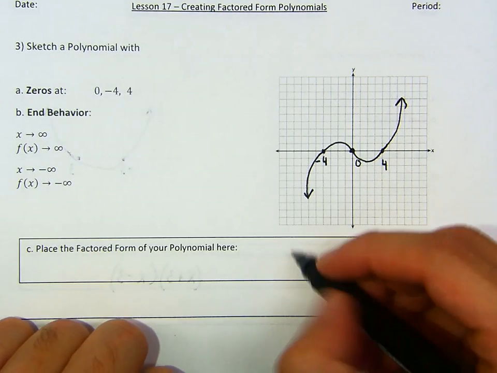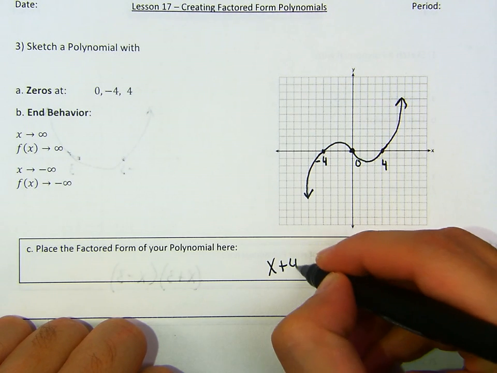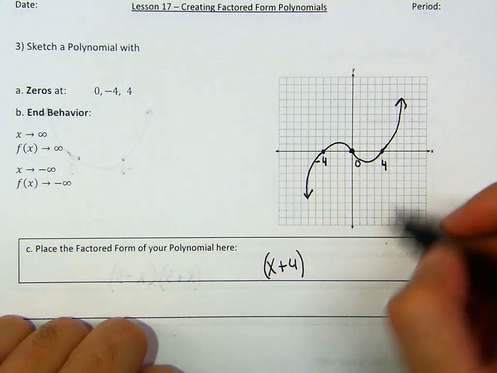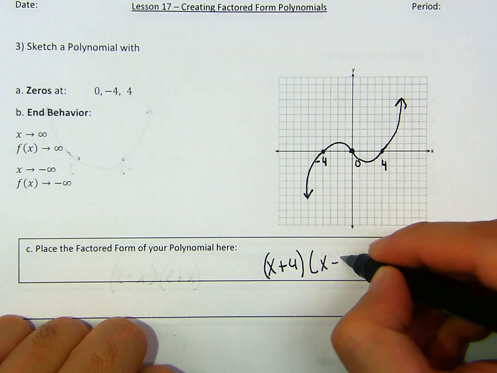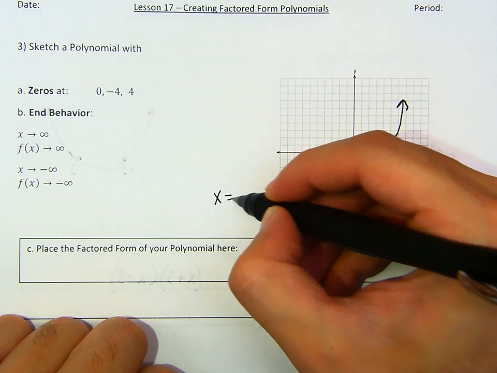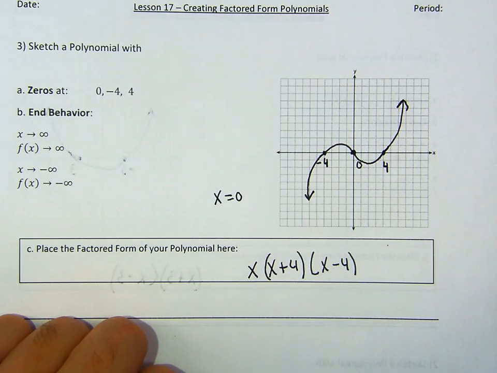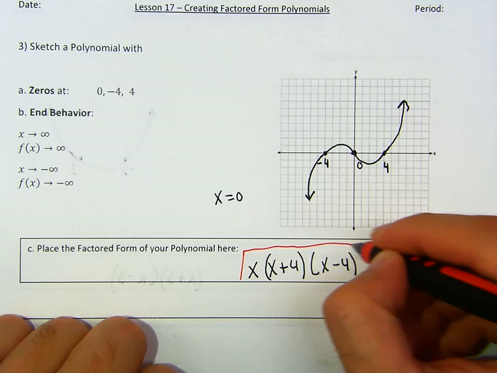But what's the binomial for each zero? If I have negative 4 over here, it's x plus 4. If I have this positive 4, it's x minus 4. Then how do you get the 0? Notice you just say x equals 0 and that's it. So this is just x like that. And then this is the factored form.